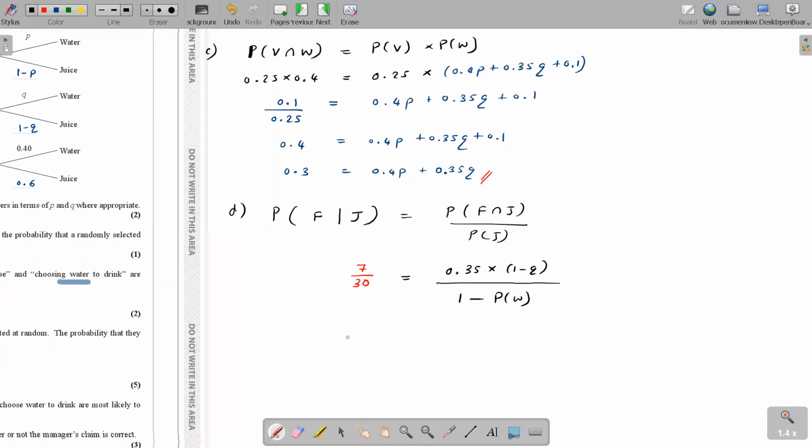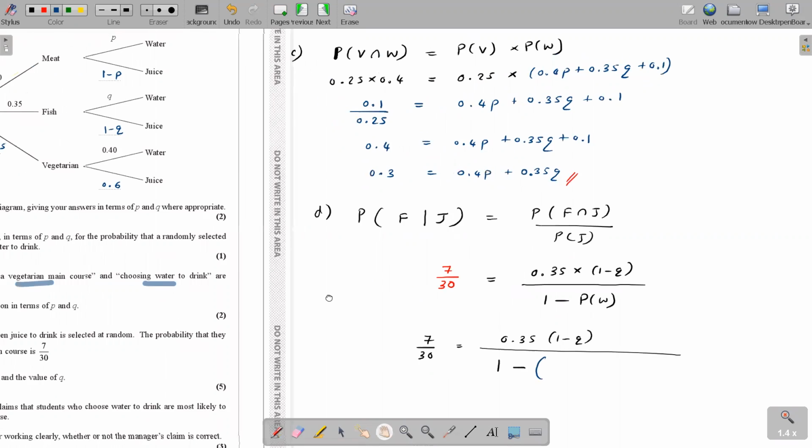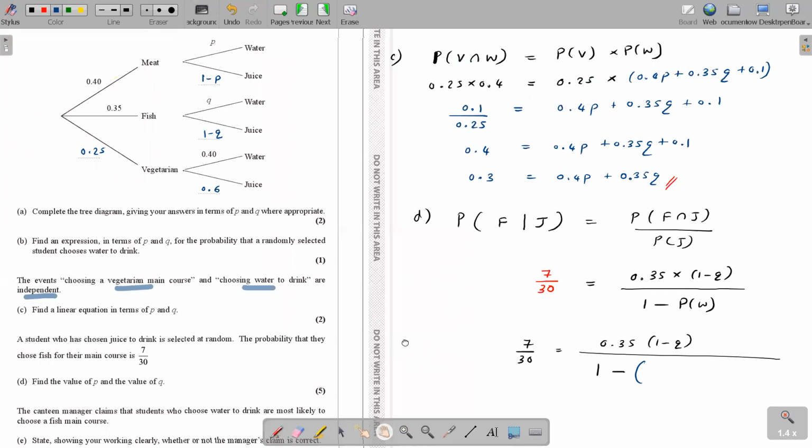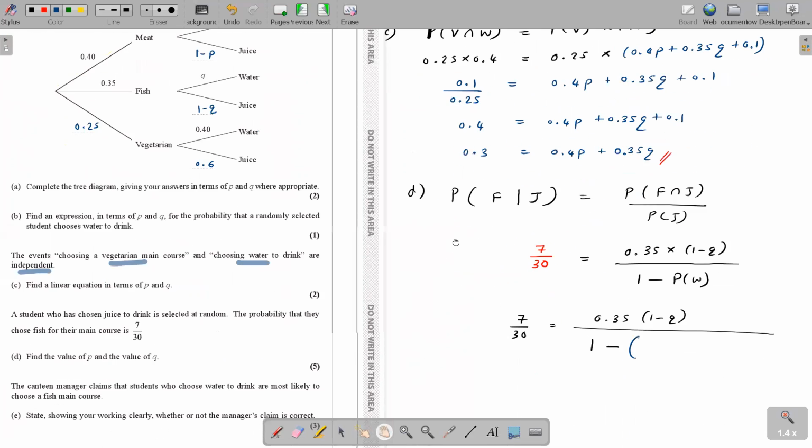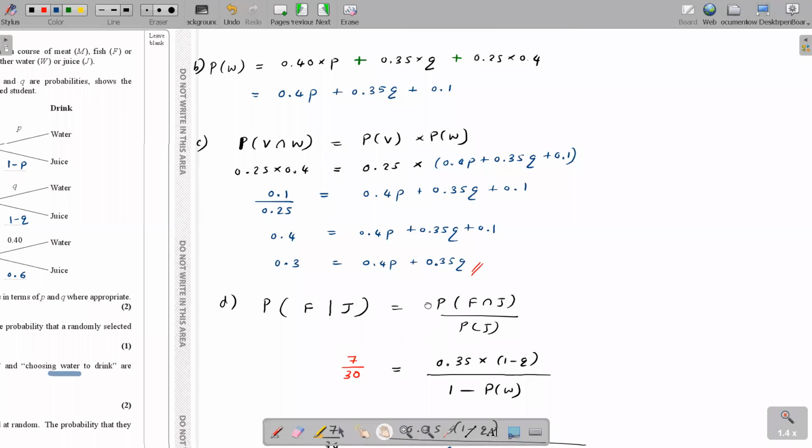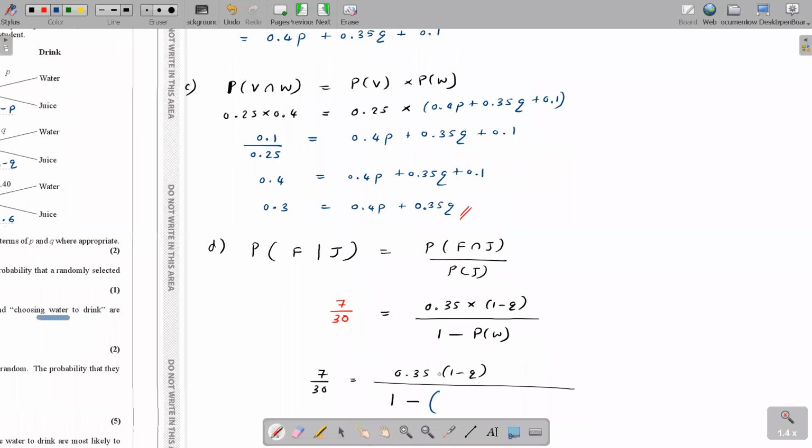7 over 30 equals 0.35 times 1 minus Q. Okay, this needs a lot of patience. 1 minus, so better to put it inside brackets, right? Probability of water. What was the probability of water? Okay, probability of water is 0.4p plus 0.35q plus 0.1. I'm just copy pasting the answer from part A. 0.4p, 0.35q plus 0.1.